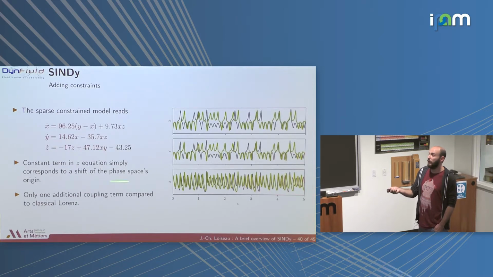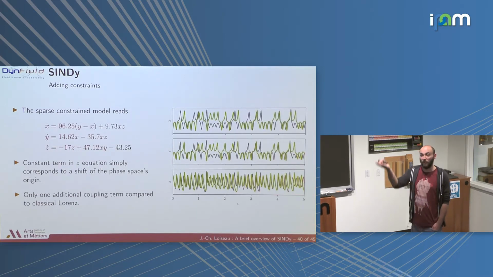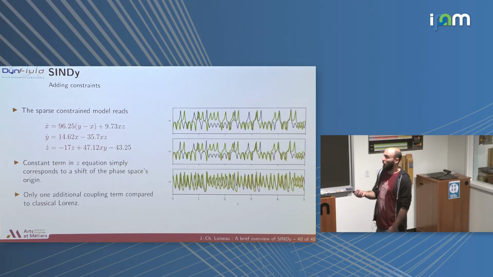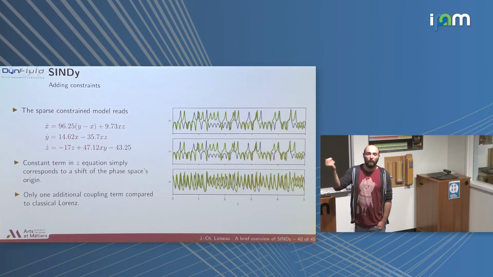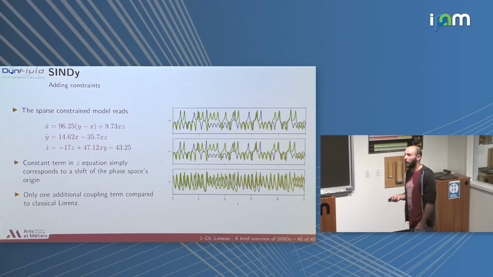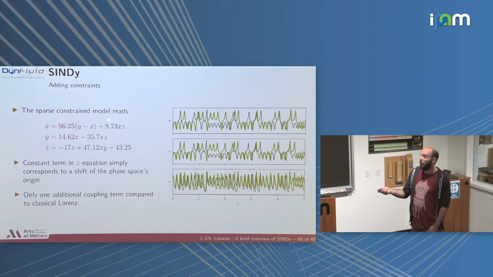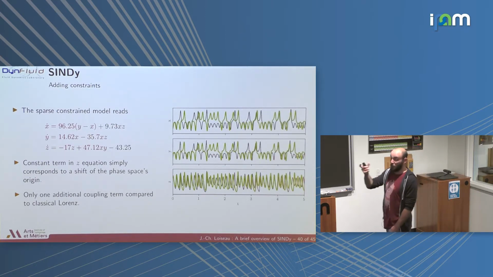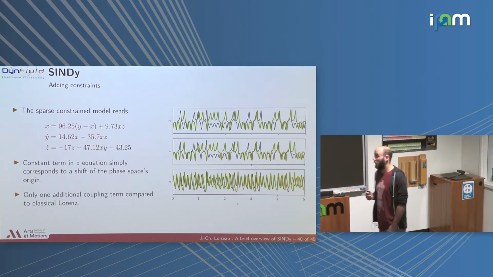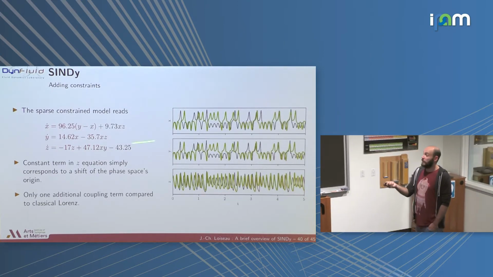The constant term in the z equation, by the way, is just because we shifted the origin from the conducting state to the mean flow, because that was easier for me to work with mean-centered variables. So this term is not really important. So the only extra term we have compared to Lorenz is this one, which we can interpret as a coupling between the velocity mode and the up and down temperature difference in our analog thermosiphon. And these are the time series we get.